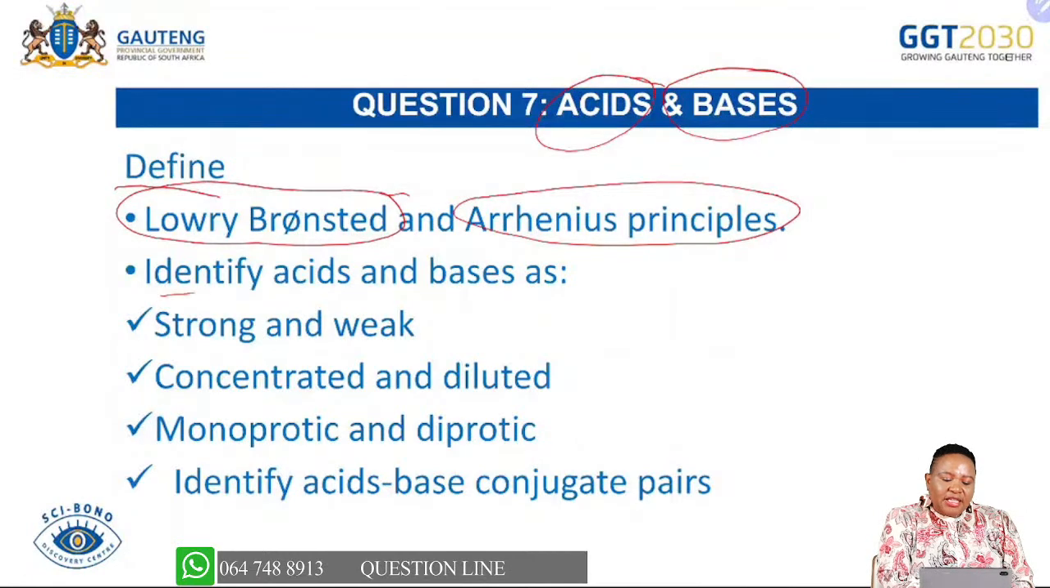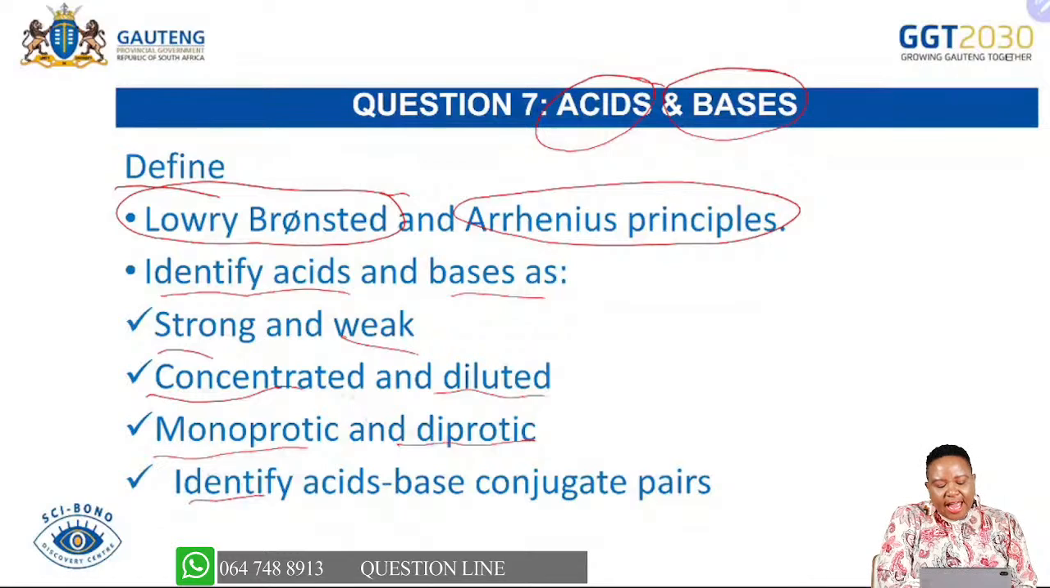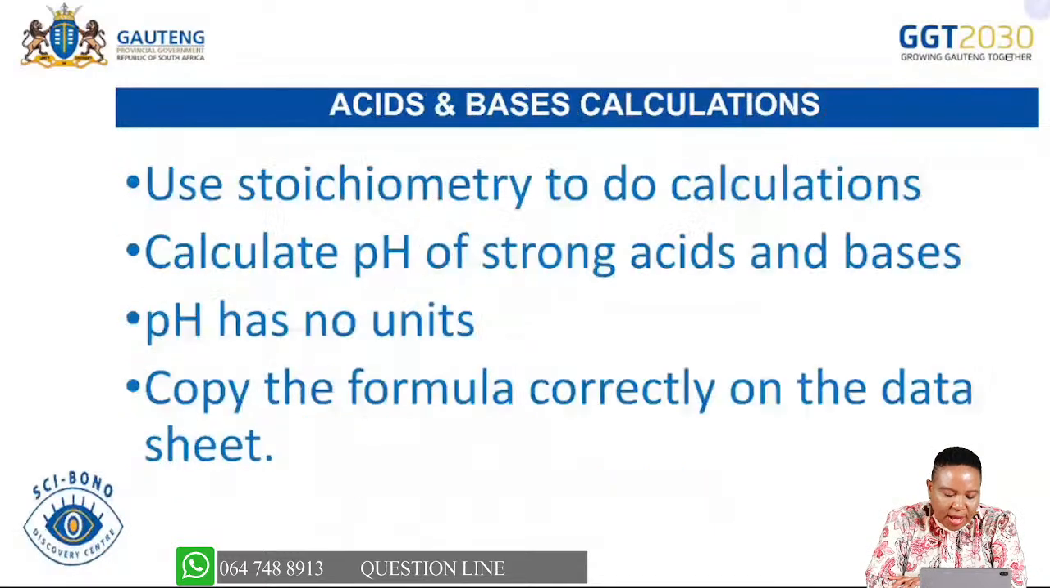And then identify acids and bases as strong or weak. Remember, you also need to know the definitions of strong acid, weak acid, concentrated acid, and diluted acid, monoprotic, diprotic, and identify acid conjugate base pairs. These are the few things that I just wanted to mention for you to remember as you are going to prepare for your acids and bases.